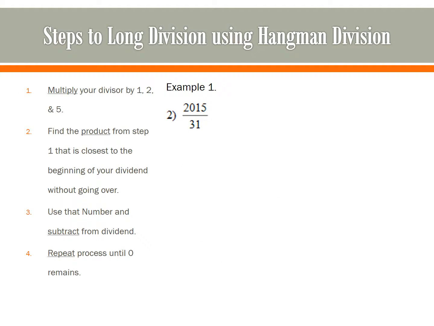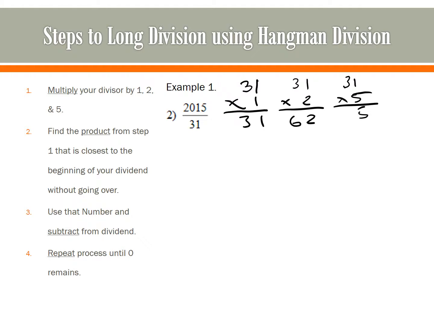All right, so we're going to do another example here, and the very first thing we want to start off with is multiplying our divisor by 1, 2, and 5. Remember, our divisor is the denominator, and the dividend is the numerator. So we're going to multiply 31 by 3 numbers. Those 3 numbers are listed over on the left side or in your notes: 1, 2, and 5. So 31 times 1 is 31, 31 times 2 is 62, and 31 times 5 is simply 155. Now we're going to create our little hangman.